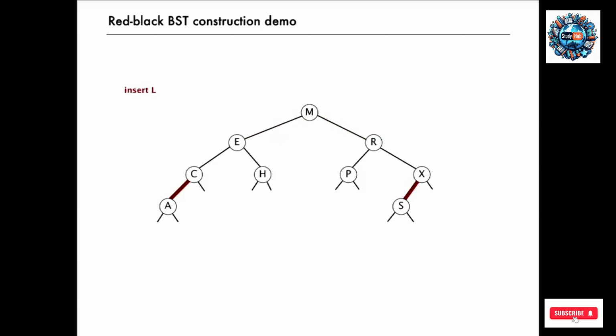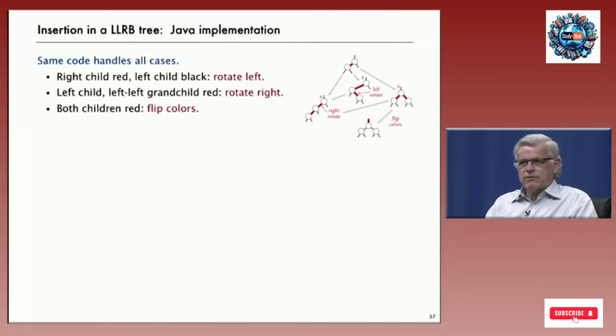Insert L into that one, goes to the right of H, leaning the wrong way, rotate left. And that's an example of building a red-black BST from our standard set of keys. Now we're ready to look at the implementation of the code for inserting into a left-leaning red-black tree.